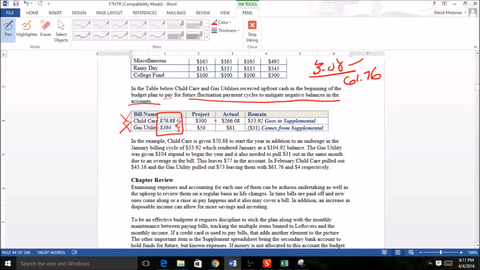So here's an example we talked about a few minutes ago where the projection was 300, the actual was 266.08. So 33.92 goes to the supplemental. And then we just looked at the gas utility a few seconds ago. That was in the hole by 31, and it comes from the supplemental. And hence, the back and forth exchange of money balances out those accounts. So this information over here gets in a little bit of how we established accounts, but we just talked about that, so we can go through that.